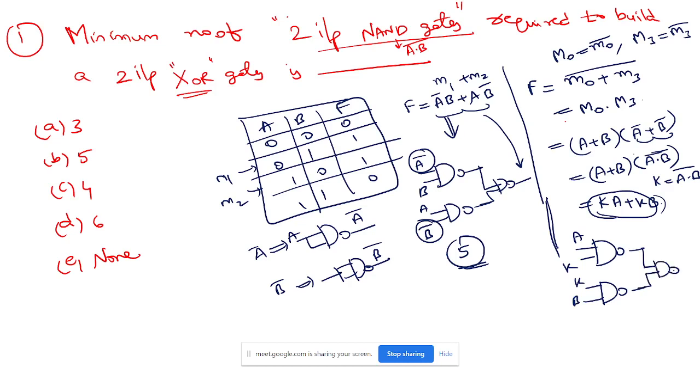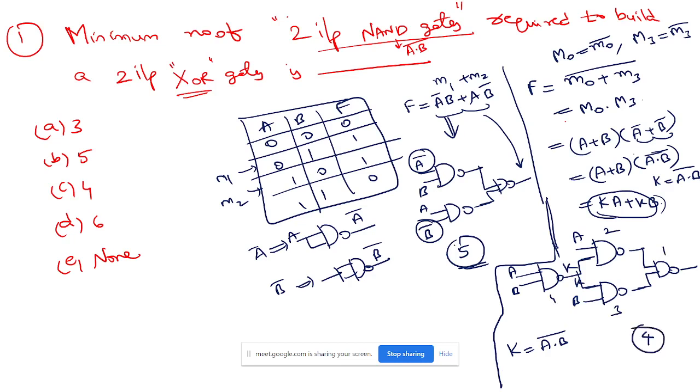Then you have one more NAND gate, right? But what is K? (A dot B) whole complement. Correct. So this is AB. You see this now. Here the number of gates are 1, 2, 3, 4. 4 gates. Here 1, 2, 3, 4, 5. So you take either this form or this form. Okay, anything is fine, no problem.